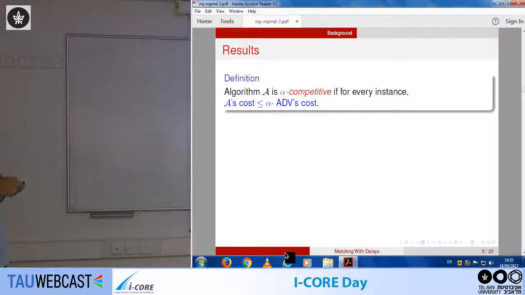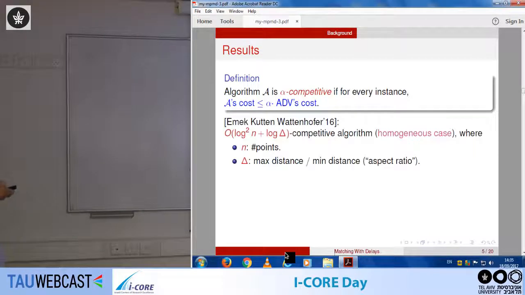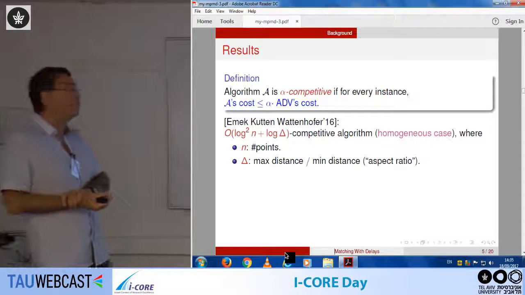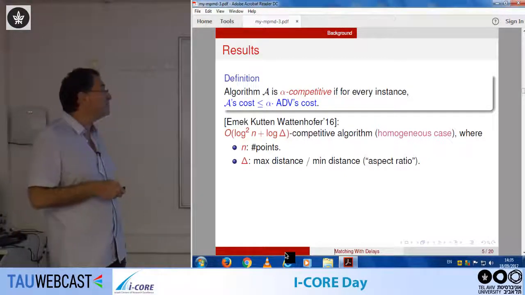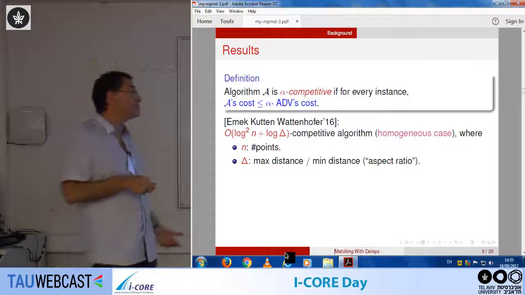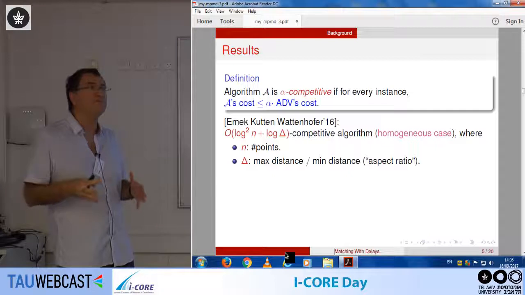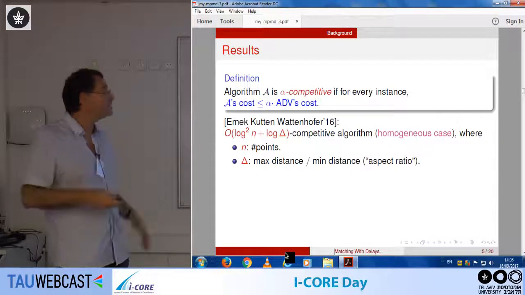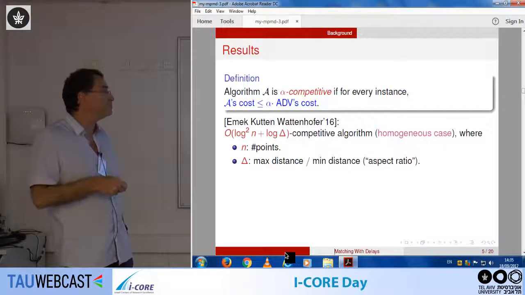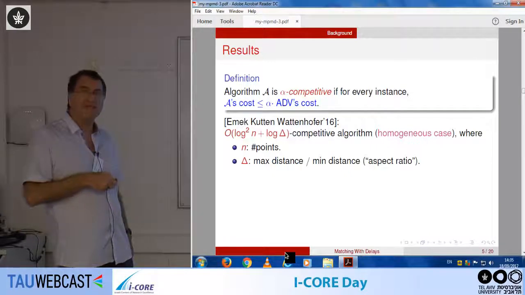First of all, just to recall that an algorithm is called alpha competitive if the cost of the algorithm is at most alpha times the cost of the adversary that knows the whole sequence in advance and has unlimited amount of computation. So Yuval Emek, Shay Kutten and Roger Wattenhofer suggested this problem and looked at the homogeneous case. The homogeneous case is where we have only one type of players, such as in chess. And they show log squared n plus log delta in a general metric space. It's a randomized algorithm. And n is the number of points in the metric space.